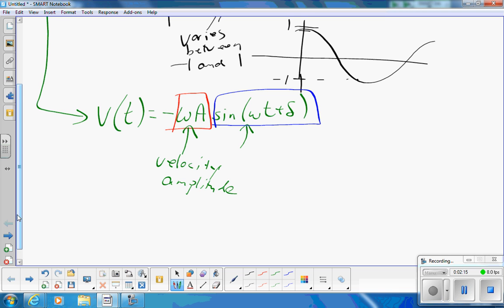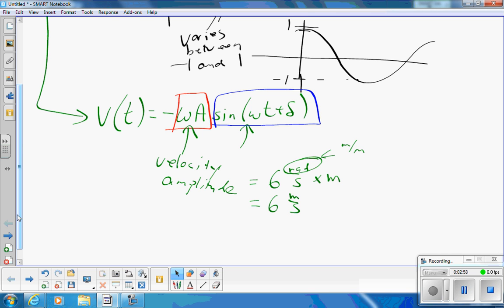Because if I look at the value of omega times A, and let's say for the sake of argument it equals 6, it won't just be 6, it's going to have units. The units for omega are radians per second, and the units for amplitude are meters. Multiply those out and you get 6 meters per second, because the radian is a meter per meter, a dimensionless quantity. This is the velocity amplitude, the largest value you can have for the velocity of this oscillator, and it's also the amplitude of the velocity function.